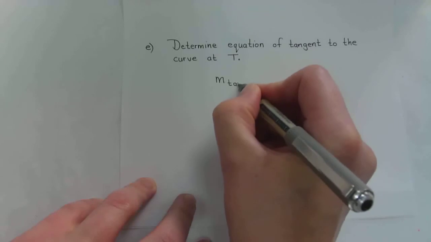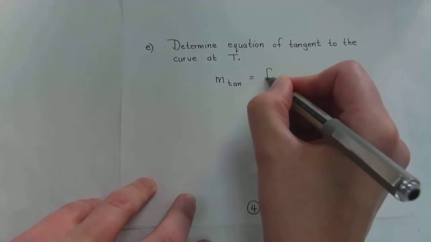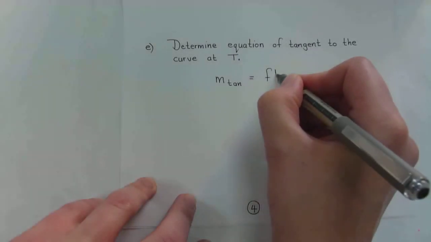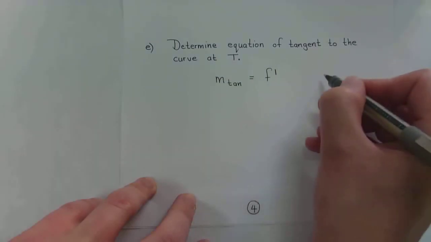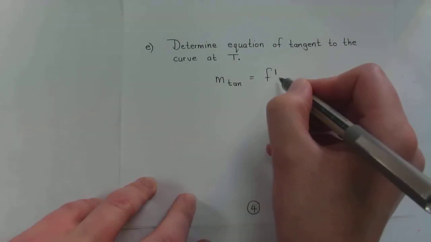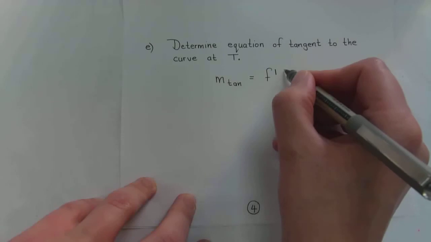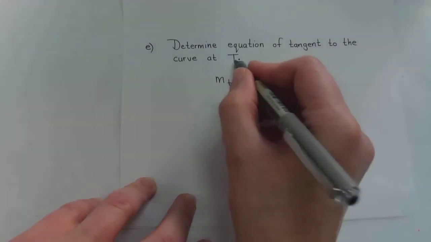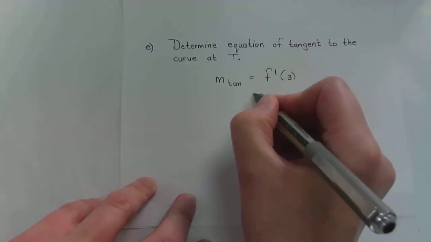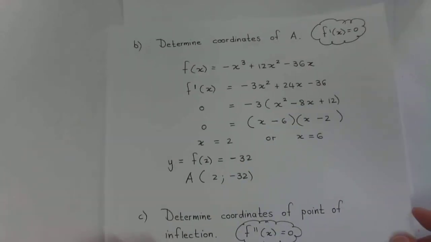And if you recall, to get gradients, we always have to substitute into the first derivative. So y-coordinates, we substitute into f(x). Gradients, we substitute into the first derivative. So I know the x-coordinate at that point T is 3. So I substitute 3 into my first derivative. Now, my first derivative, I did calculate over here when I was calculating the coordinates of point A.